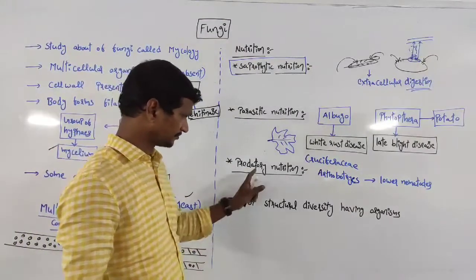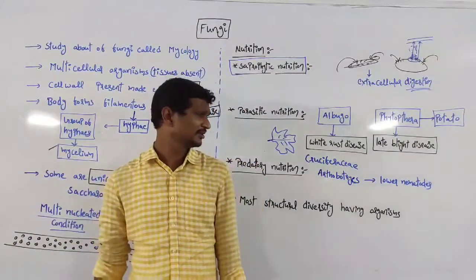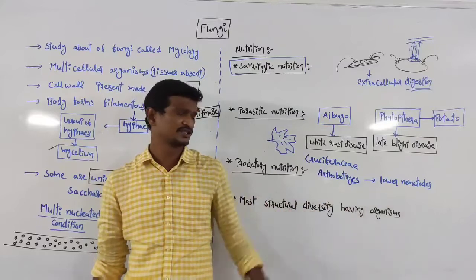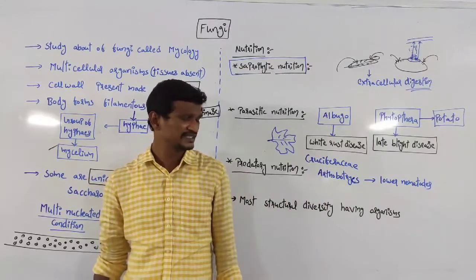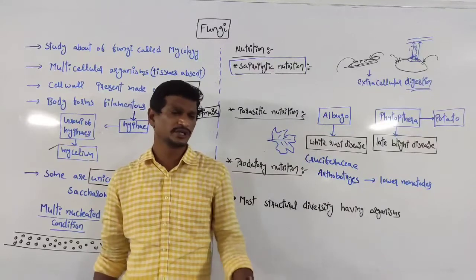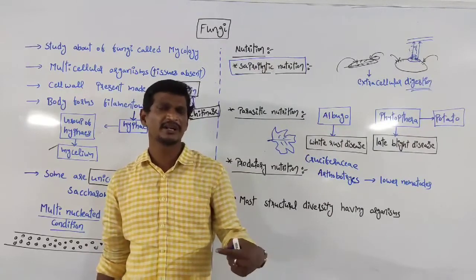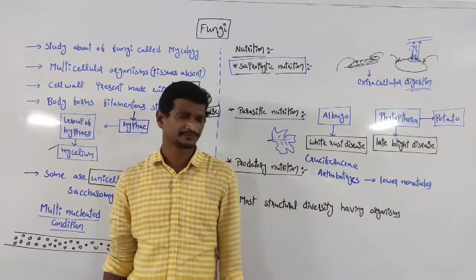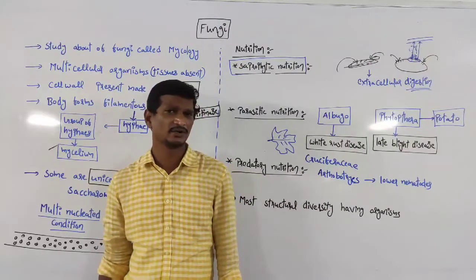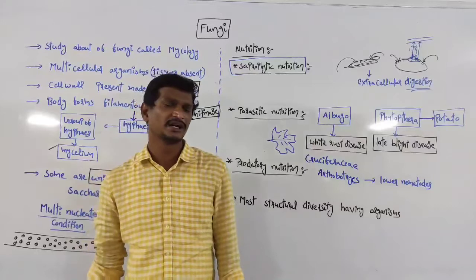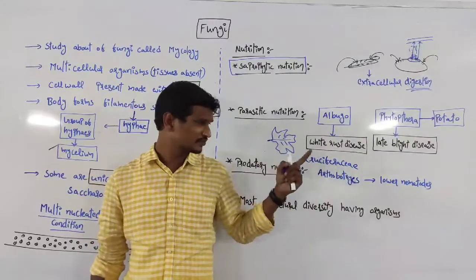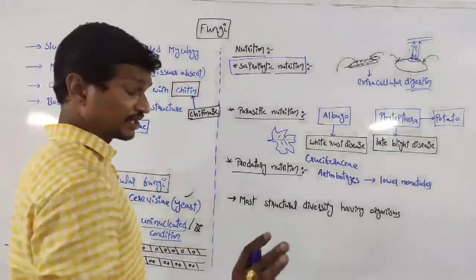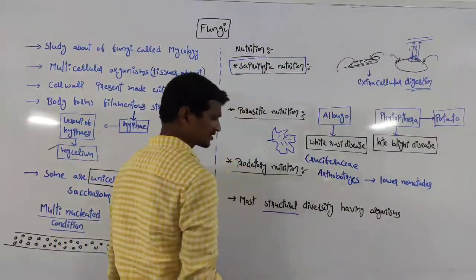Coming to the next one, predatory nutrition. See, there is Arthrobotrys, one of the fungi. The fungus attacks lower nematodes. We know predator and prey. Here the fungus is like a predator and the lower nematodes are the prey. So the fungus attacks the lower nematodes, kills them, and absorbs nutrients from them.